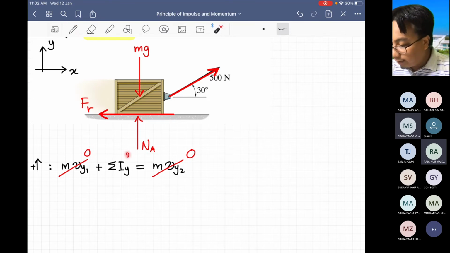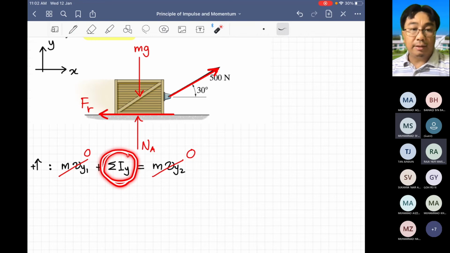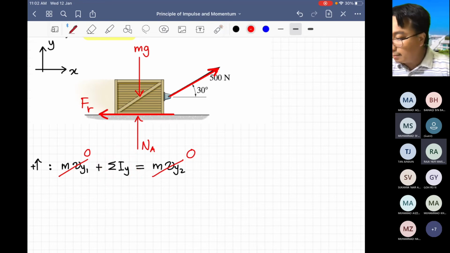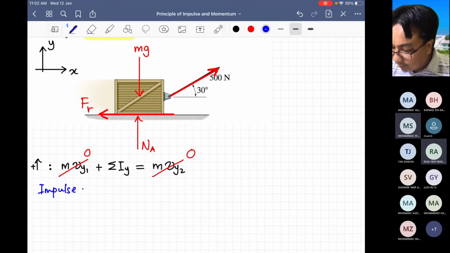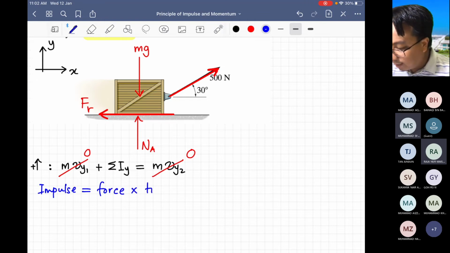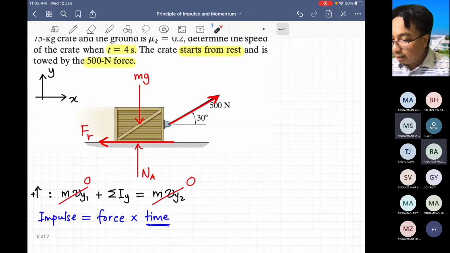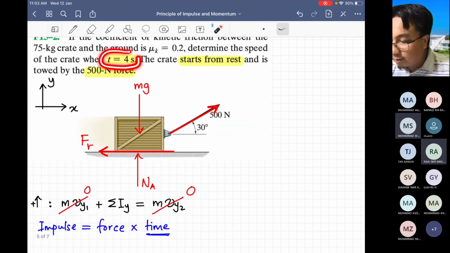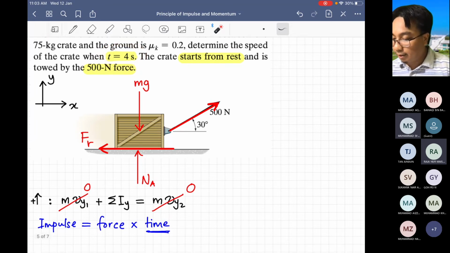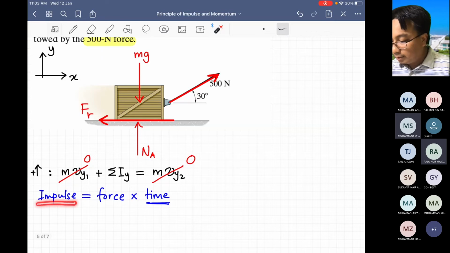Now what we would like to calculate is the impulse in y-axis. Okay, what is the meaning of impulse tadi? Impulse sama dengan force times time. What is the time that we are talking about? Time is given in the question. T is 4 seconds. Okay, that is the clue. Now, to calculate the impulse, kita perlu cari force lah untuk darabkan dengan time 4 seconds.